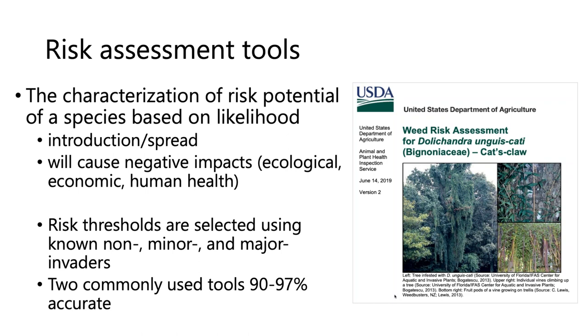Typically, you'll use a certain number of those species to set the threshold, and then another group of species whose status you know to test the thresholds. I hope that makes sense.